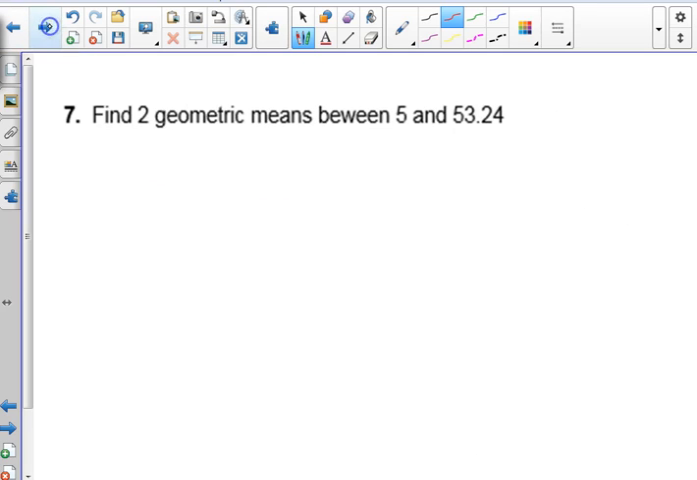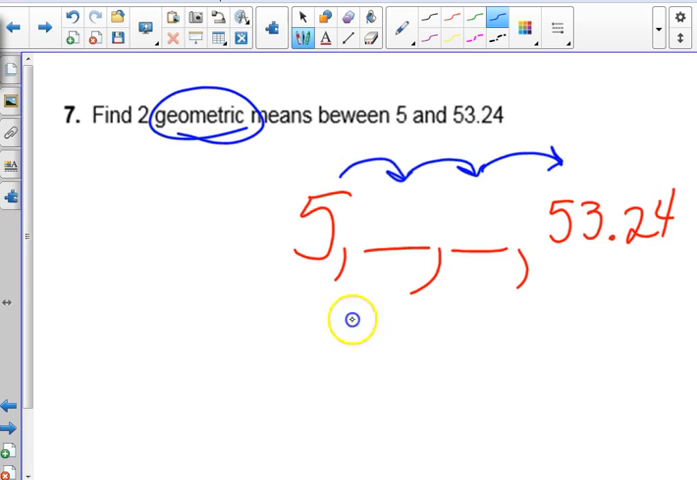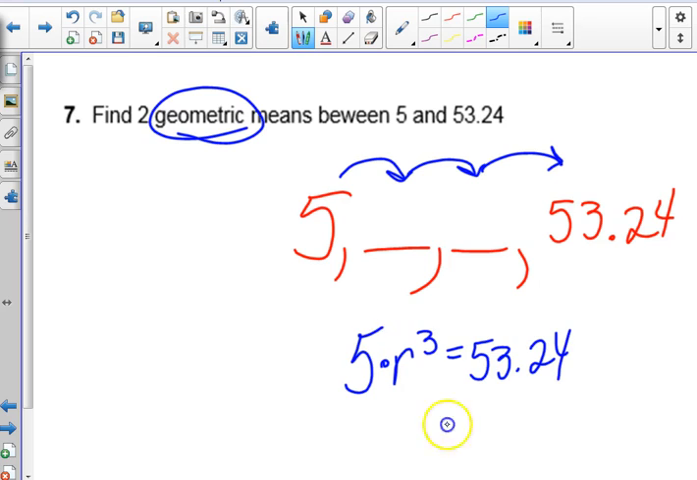7. 2 geometric means. You remember what that means? You put a couple blanks in there, but it's really important whether they're arithmetic or geometric. Why? Because they're different. Because it says geometric, you are multiplying by an r 3 times to get to this. So then you divide and cube root.